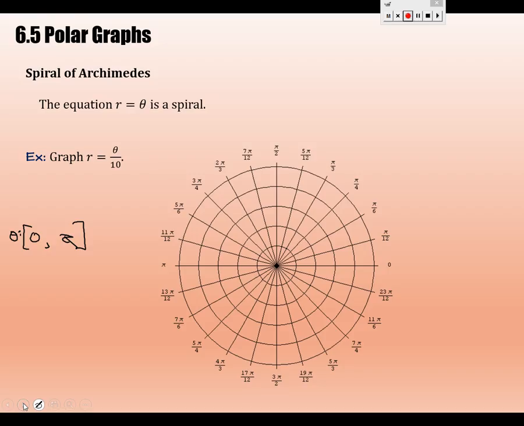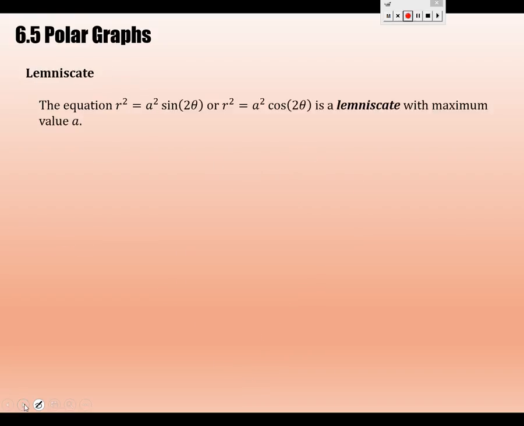If you do from like negative 4 pi to 4 pi for your theta min and theta max, you'll get like 2 spirals on top of each other. Did anyone try that? I don't really have anything else to say about spirals. I just thought you should see one.